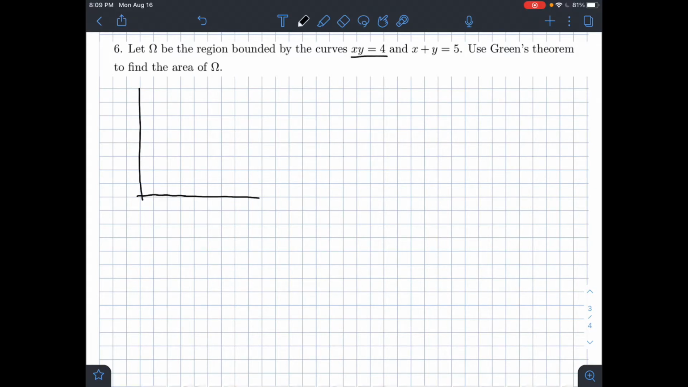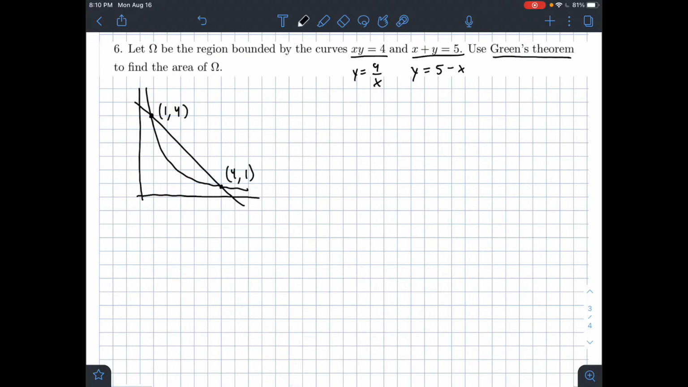So let's graph xy equals 4, which is y equals 4 over x. And then this can be written as y equals 5 minus x. So just by inspection, you should be able to tell that the intersection points are (1, 4) and (4, 1).